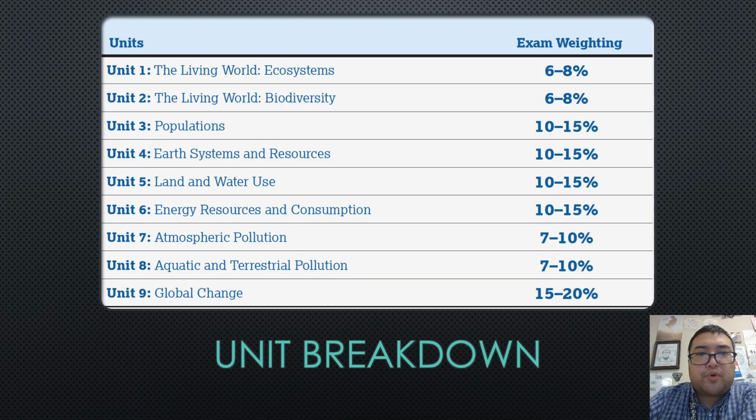So College Board has broken down APES into different units, Unit 1 through Unit 9. So in our course, we're breaking it down into sections. And so eventually, regardless of units or sections, we're going to complete everything College Board has set out for us to study. So again, there's the different exam weighting. As you guys can see, Unit 9, Global Change, is the most important one on the exam.